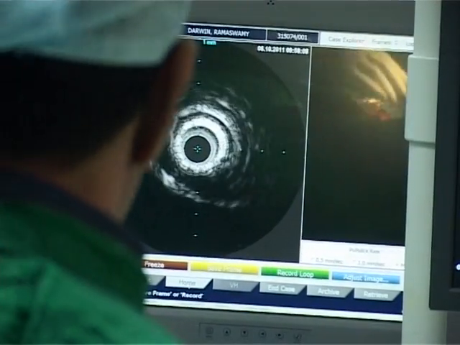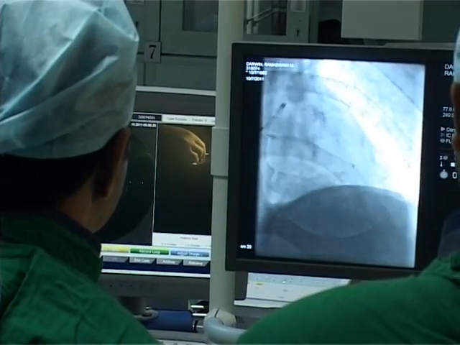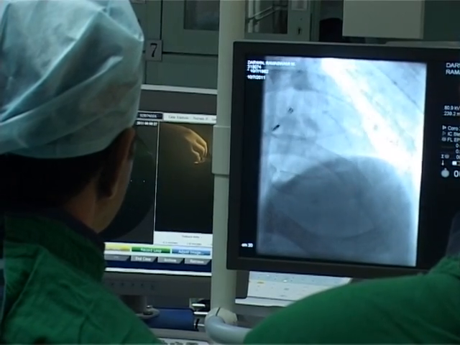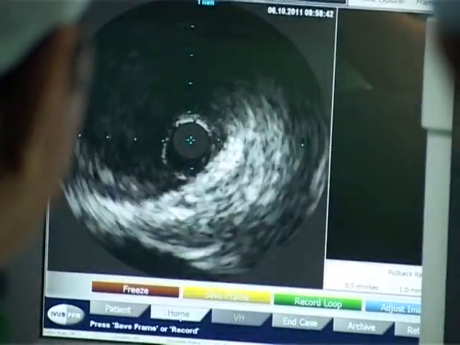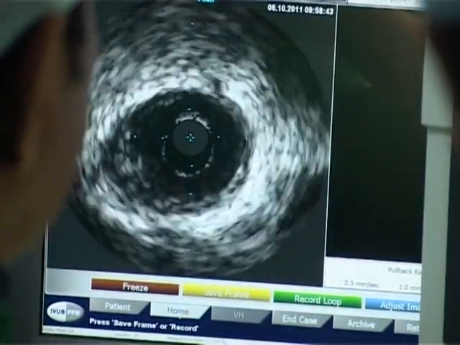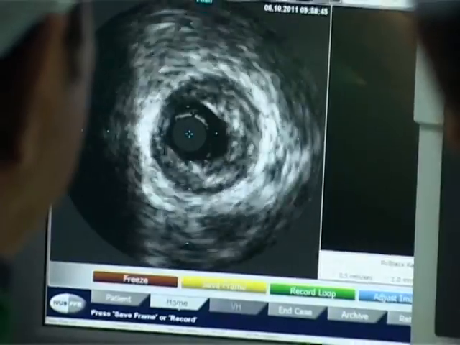Here you can see the IVUS image, the lens of the IVUS catheter at the tip of the guiding catheter, and on the IVUS image you can see the lumen of the IVUS catheter.